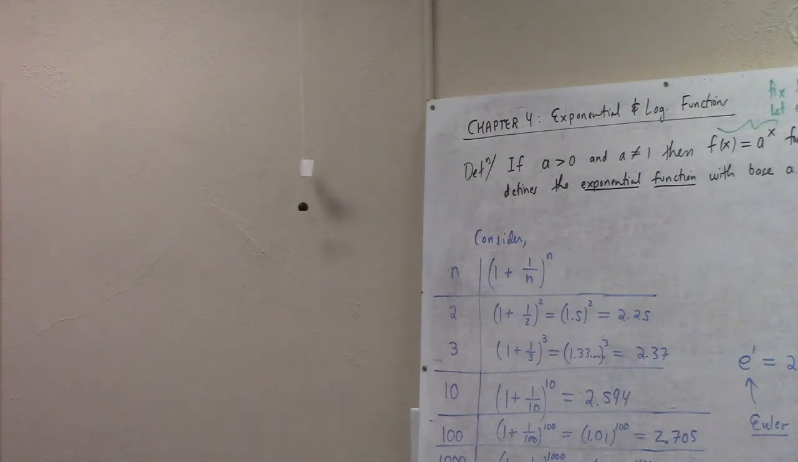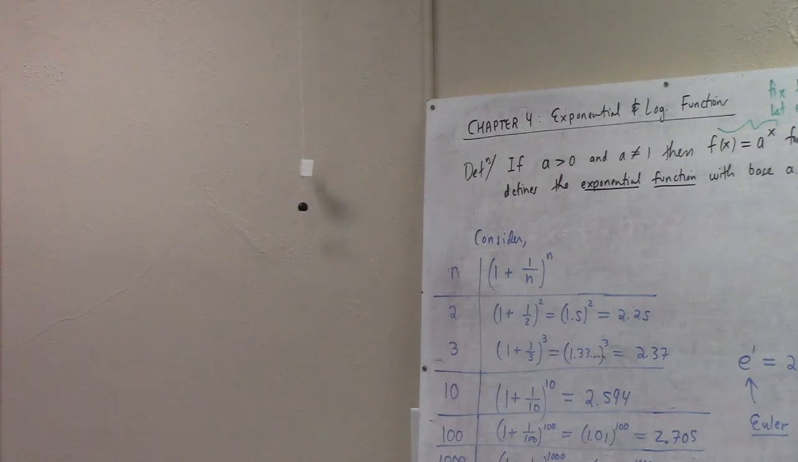So R is equal to the interest rate per year. N equals the number of compounding periods per year, and T is time in years. All right. So this is the compound interest formula.